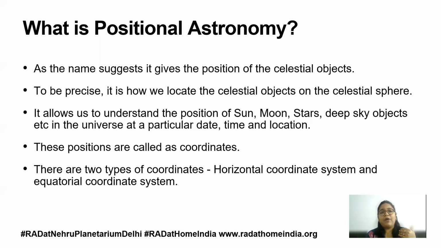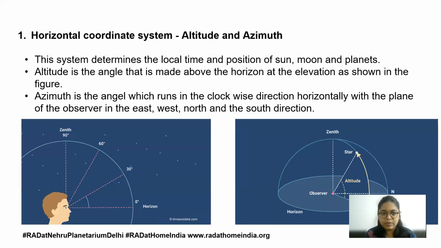But if I am trying to meet a friend who's not living in Delhi or is living somewhere in some other country, I'm going to ask for the details of the address. So that's going to be the global coordinate. That's how it works with celestial objects also.